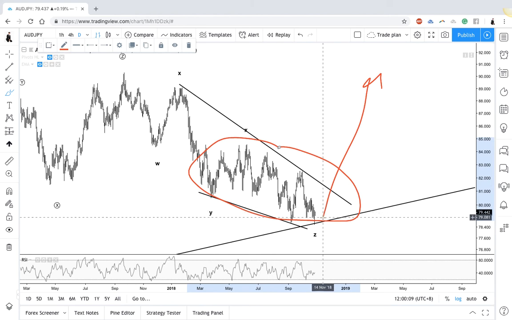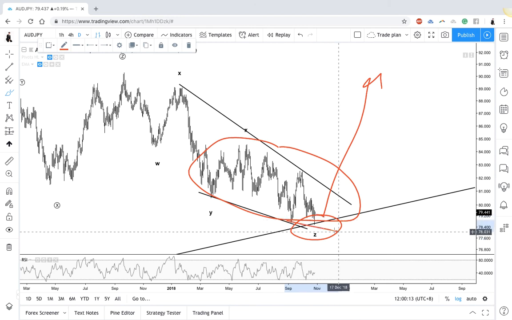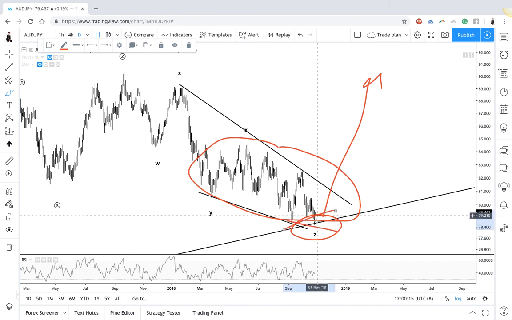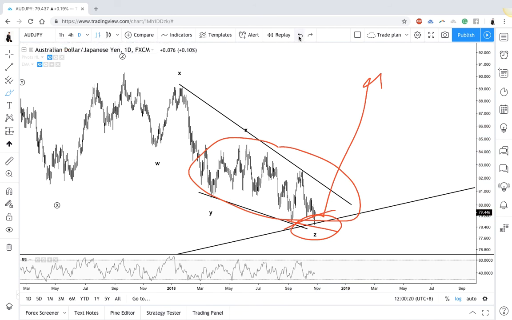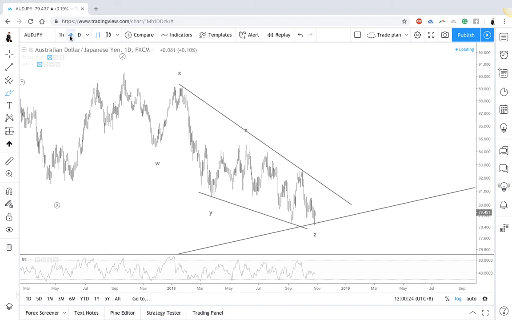Some confluence over here that you can see. Two trend line confluence with each other. Alright, and if it's gonna bounce, it's gonna bounce with a potential of being great. Alright, so you want to pay attention to the Aussie yen.